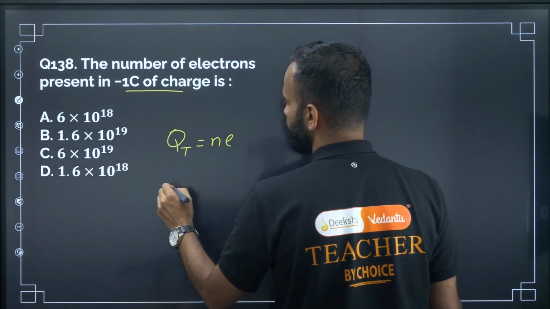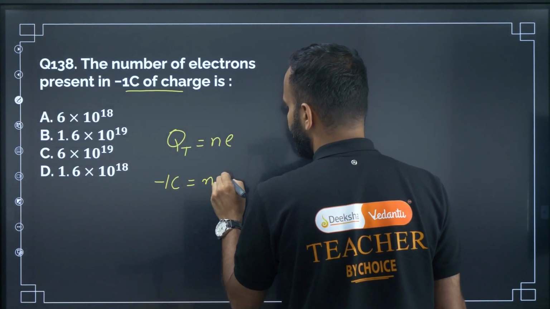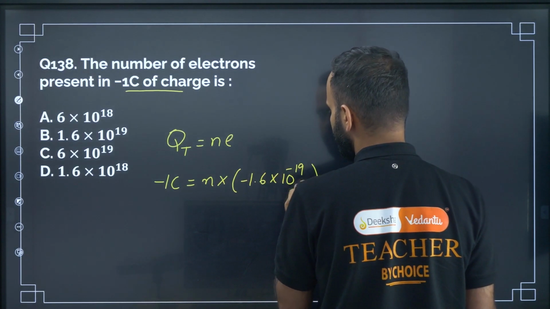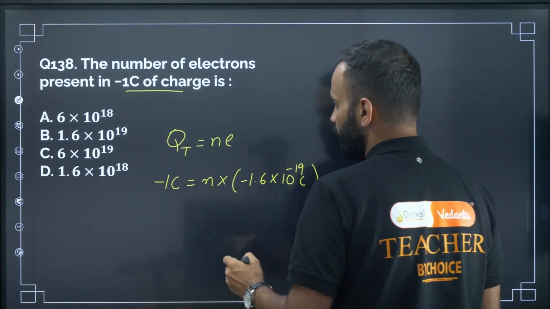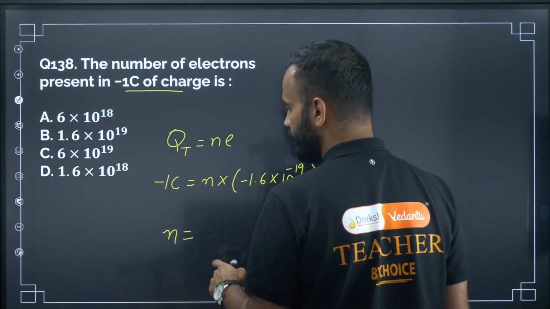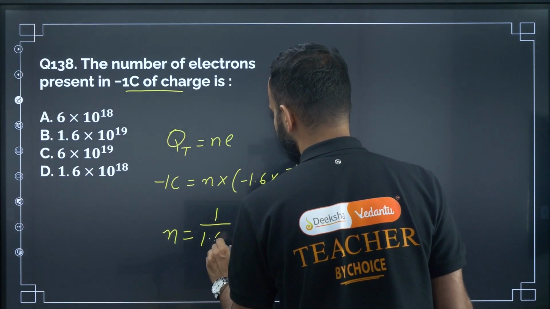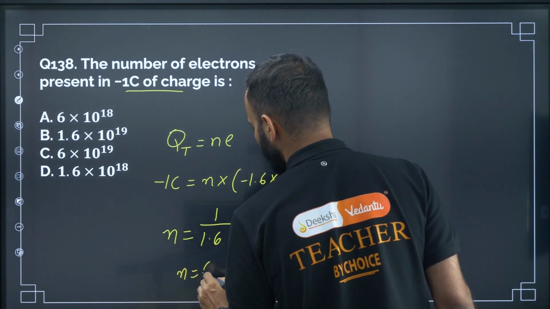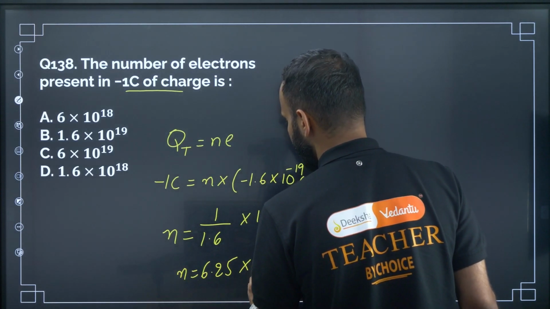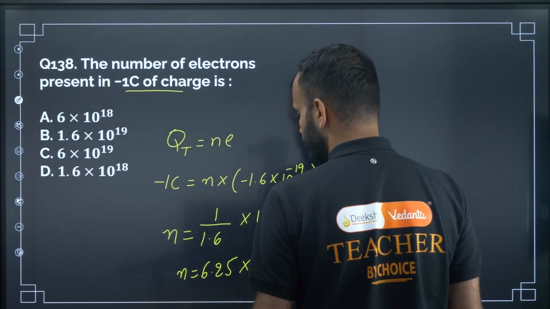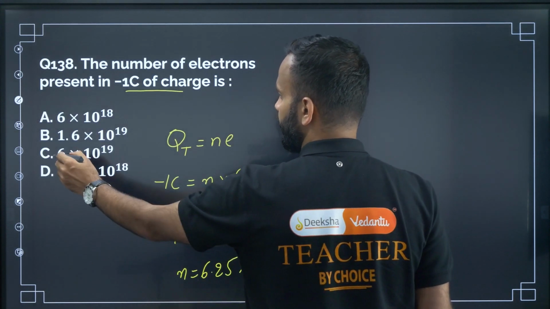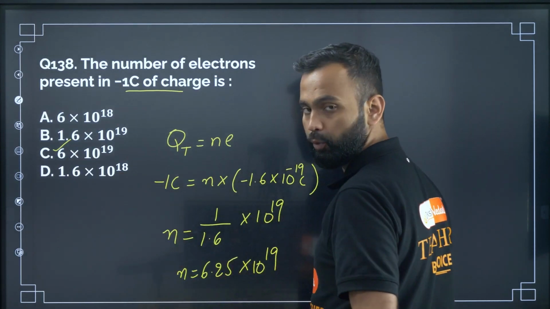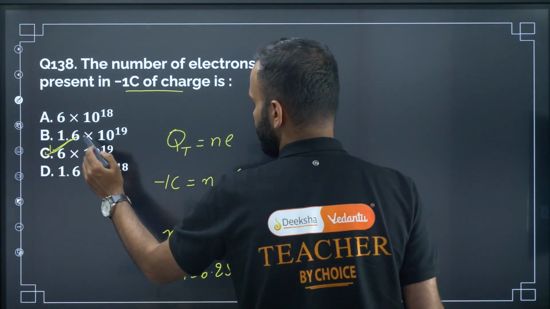Now what is the total charge? Total charge is minus 1 coulomb, which is equal to N into e, minus 1.6 into 10 to the power minus 19 coulomb. That is the charge of the electron, right? Now N is equal to, minus will get cancelled, 1 divided by 1.6 into 10 to the power 19. So 1 divided by 1.6 is 6.25, so 6.25 into 10 to the power 19. Okay, look at the options. Option C has given 6, isn't it? 6.6 is closest to 6.25, right? So option C is the correct answer.